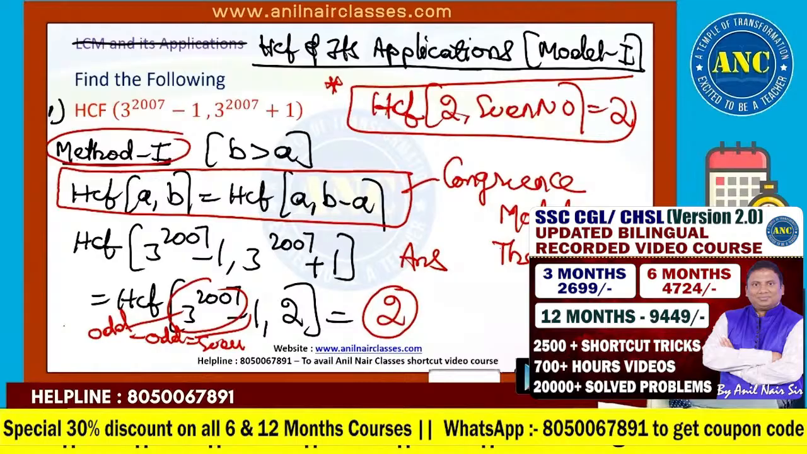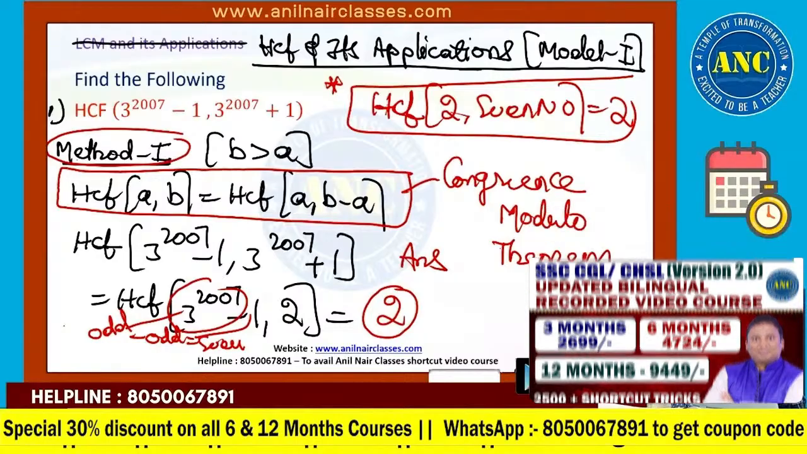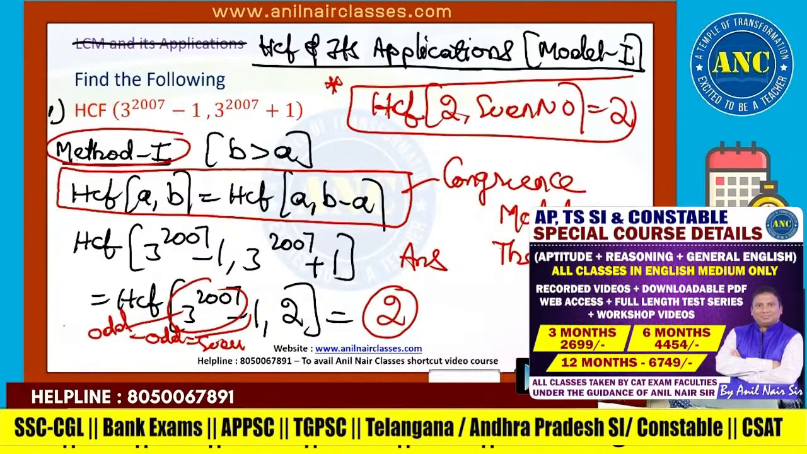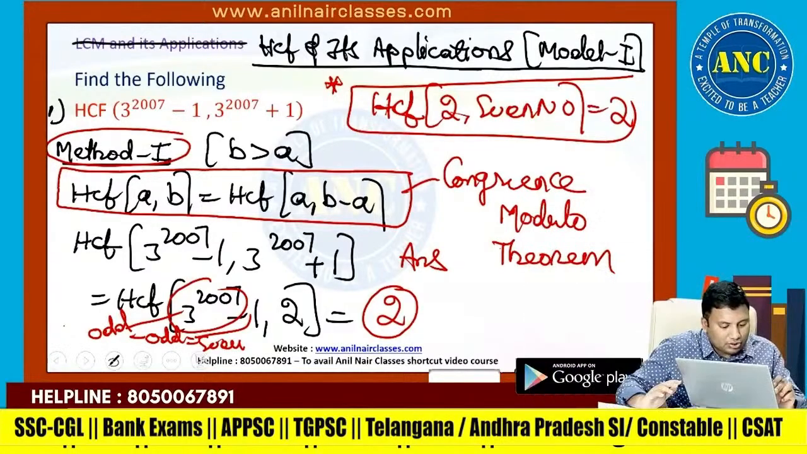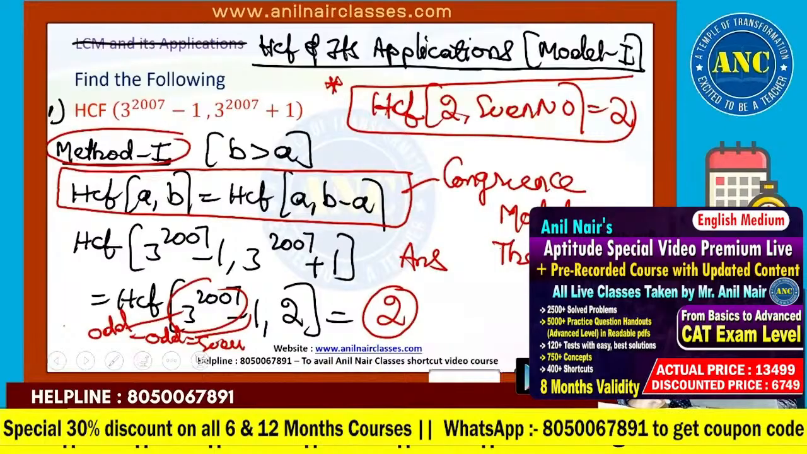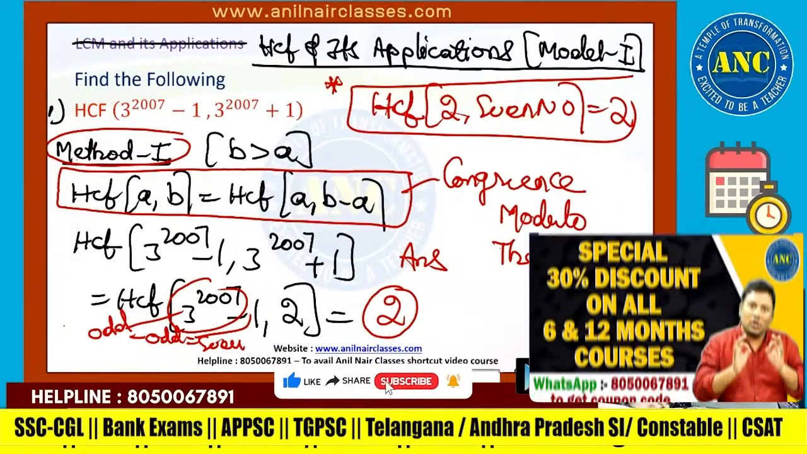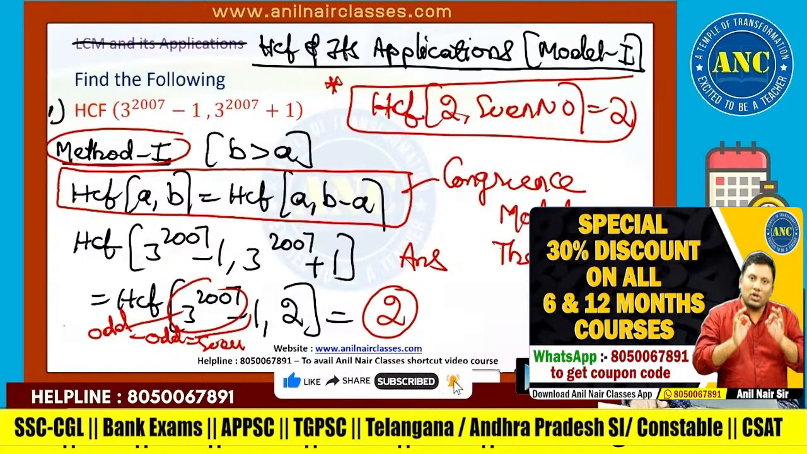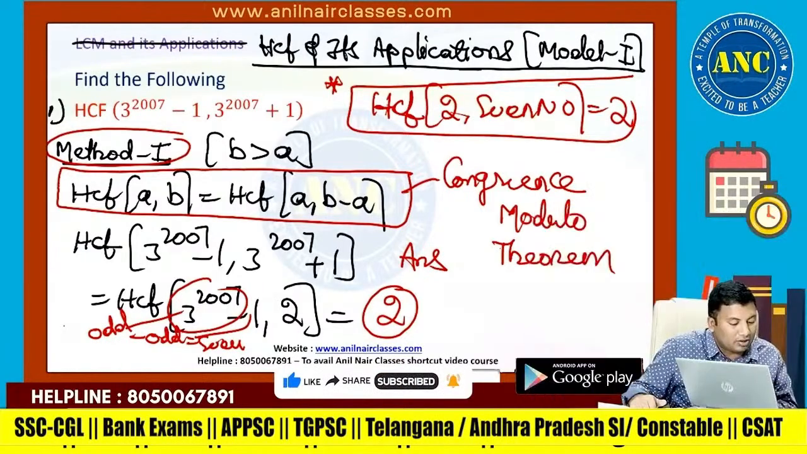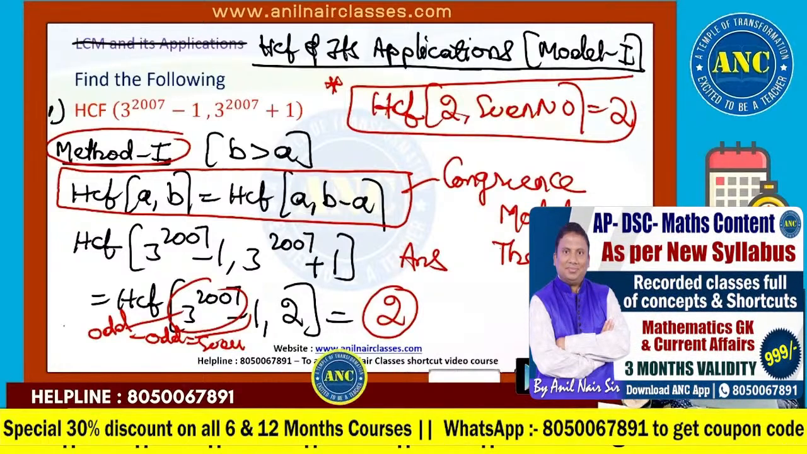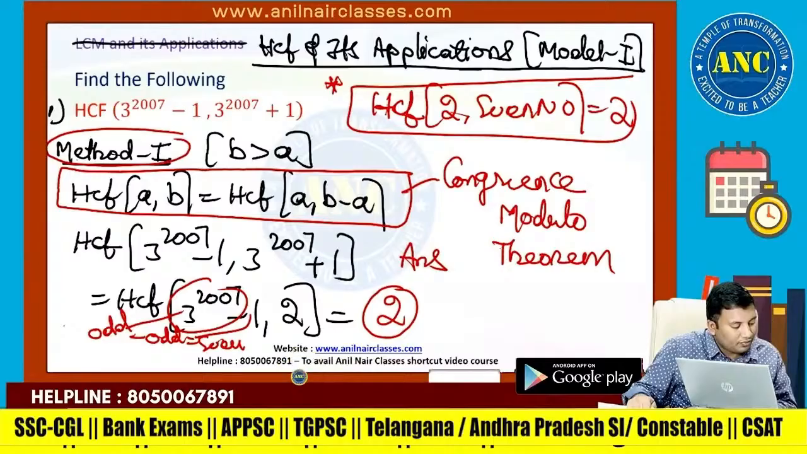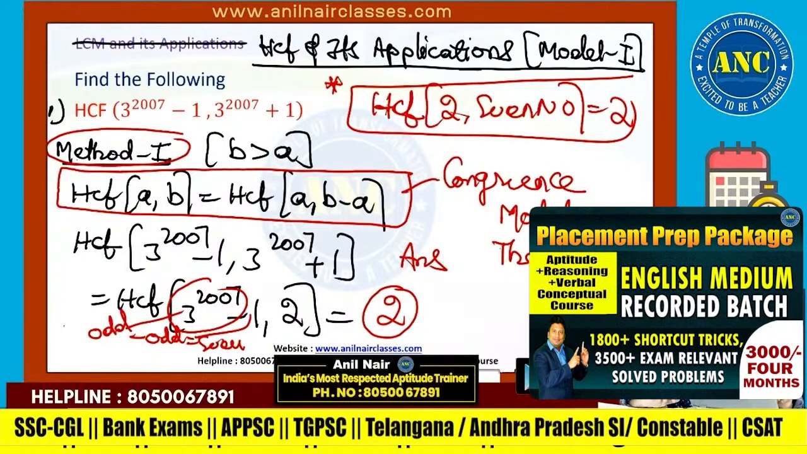Method 1, I hope it is clear. Method 2. Akbar, you are right, HCF of co-primes should be 1. Where did I not take 1? Where is your doubt? Where are the numbers co-prime in this example? Method 2.